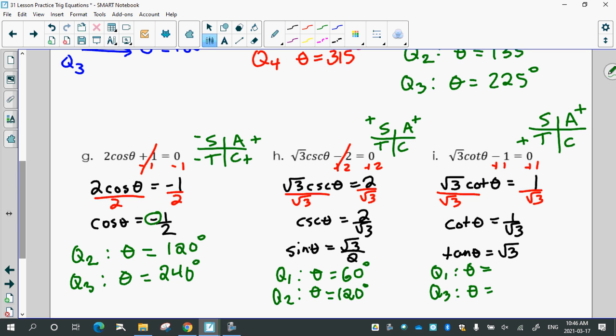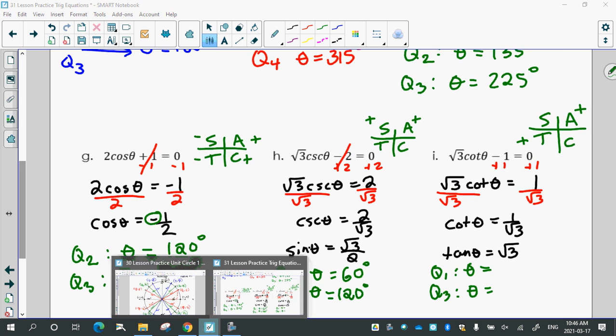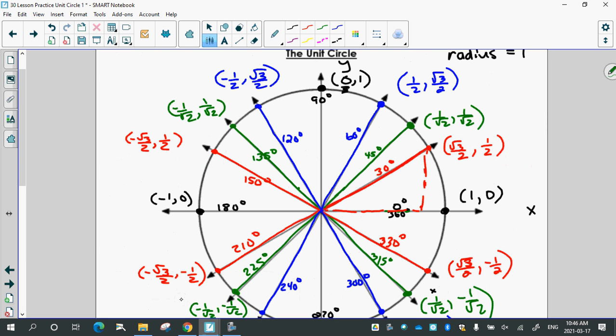And tan's the trickier one because I have to think through when I divide the y by the x, when am I going to get √3? So I'm going to look in quadrant 1 first. When I divide the y by the x. So half divided by, that's going to give you 1/√3, so it's not 30. That's going to give you 1. The 2's cancel, that's going to give you √3, so it's 60.